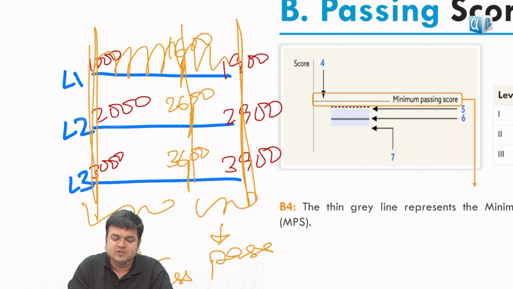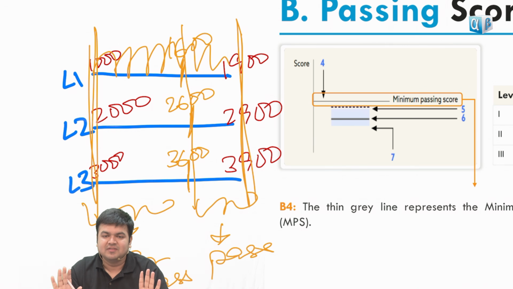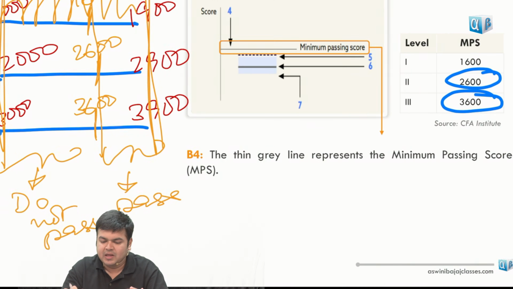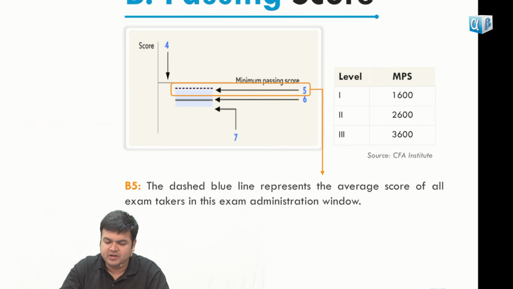On an average, you can assume your 1600, 2600, 3600 is 70% accuracy. 70% accurate answers will get you 1600, 2600, 3600 in level 1, 2, and 3 respectively. That is how we will look at it. Comfortable with this part? Let's see the individual pointers over here.